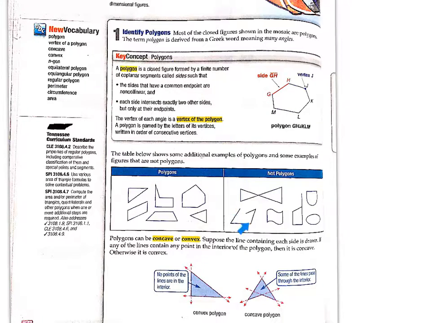These are not polygons. They're not completed. It has curves. It's got an extension on it. It's not closed in. Again, has curves here. This is not a polygon because they're connected.